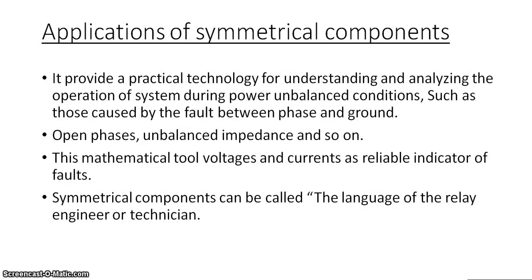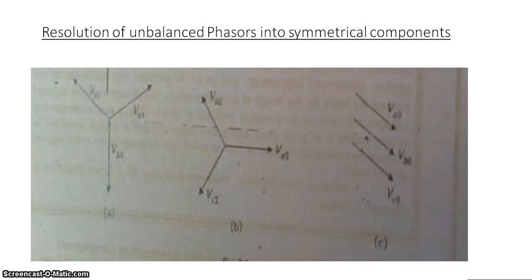As we know, in the case of complex numbers, the operator j indicates a magnitude of 1 and a phase angle of 90 degrees in the anti-clockwise direction. Similarly, we use the operator a in power systems to solve unbalanced phasors. The operator a has a magnitude of 1 and an angle of 120 degrees in the anti-clockwise direction.